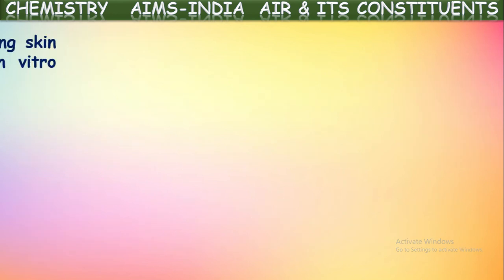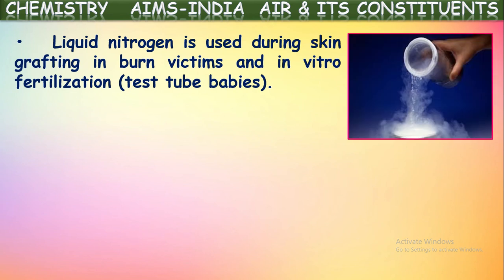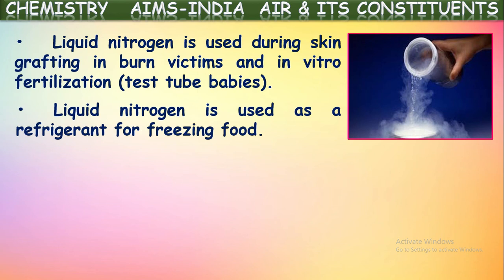Okay. Next, one more use. Liquid nitrogen is used during skin grafting in burn victims and in in vitro fertilization, test tube babies. Actually, for preservation of organs, human organs also, they use this liquid nitrogen. This liquid nitrogen gives very low temperature, where these organs will be without spoiling for a long time. Liquid nitrogen is used as a refrigerant for freezing food. Even for freezing food they use this liquid nitrogen, because it gives very low temperatures to the food items. They will be frozen immediately without spoiling. They can be kept for a long time.